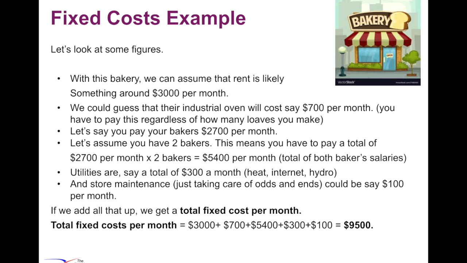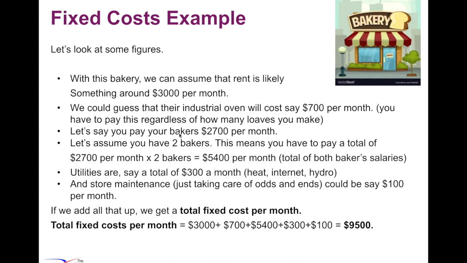Now, we could guess, let's say, that the oven costs around $700 a month. Now, this is repaying a loan. When you get a big loan for something, like let's say you take out a loan for 50 grand to buy an industrial oven, you have to pay that loan back. And so we could just assume that the loan payments for each month is $700. We're just making this up.